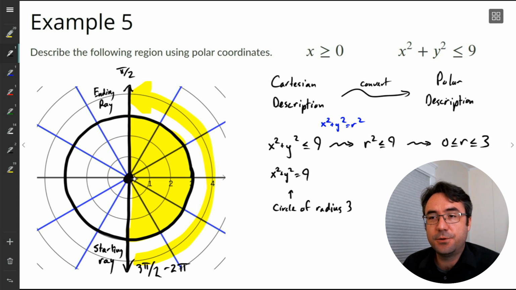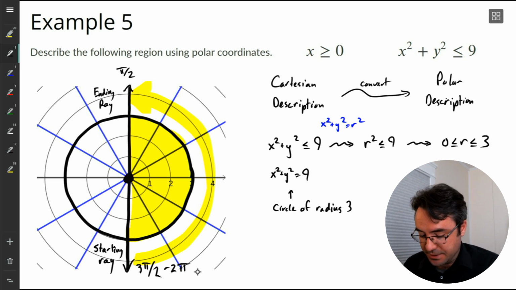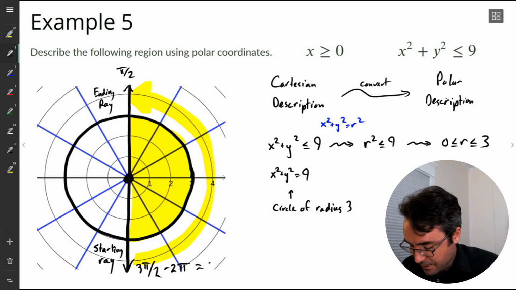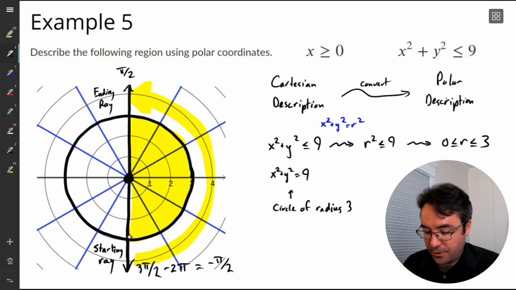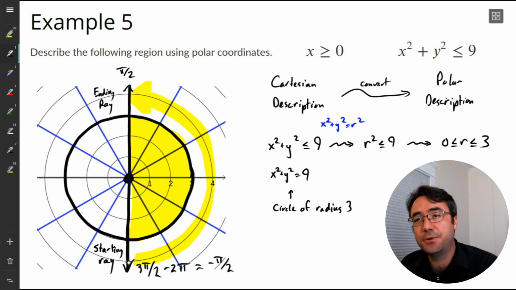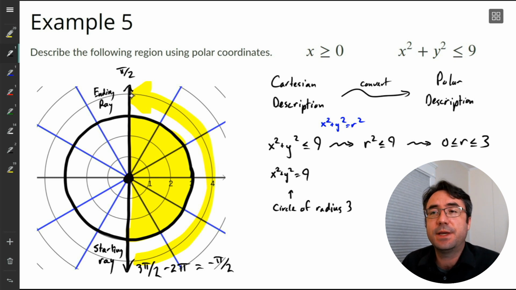So 3 pi over 2 is probably how I would remember it, but it's too big relative to this ending theta value that we've chosen. So let's subtract 2 pi, and subtract as many 2 pi's as you need until it gets smaller. In this case, once is enough, and we get negative pi over 2. So another way to think of this starting ray is with theta equal to negative pi over 2, and then we're going around the circle until we get to pi over 2.